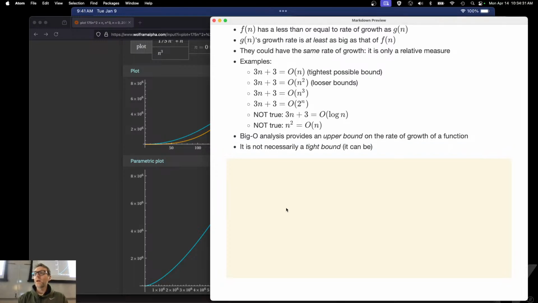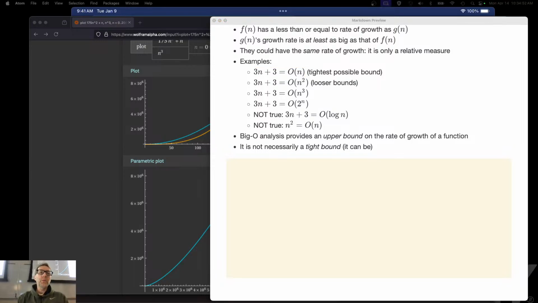Tight bounds are better, and if you can get the tightest bound possible, yes, do it. For example, it would be wrong of you, when asked to provide an asymptotic characterization of 3n plus 3, to say, well, of course it's going to be order 3n to the third, right? Well, no, provide a tight bound, as tight as possible, okay?